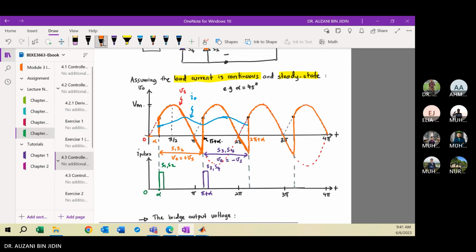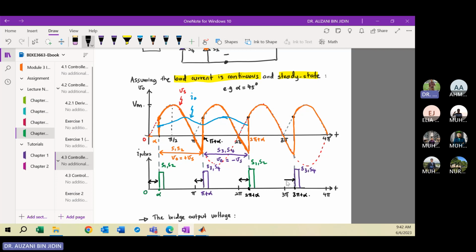It means at this angle, alpha, we inject the current pulse to the gate terminal of S1 and S2. Then here, we inject the current pulse to S3 and S4. I mean, here will be what? This angle will be 2 pi plus alpha. Here will be 3 pi plus alpha. So this gap is the same, alpha, here will be alpha. This one will be alpha. And same goes to here.